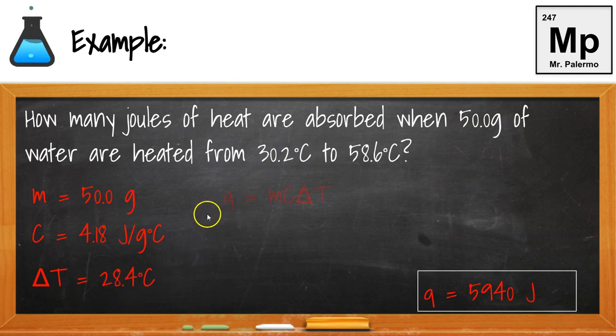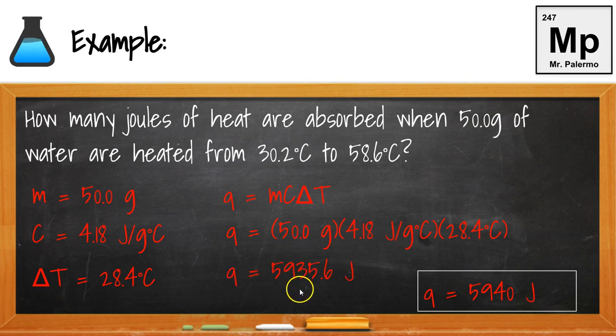And now we're going to plug into our equation, Q equals mc delta T. We're going to solve for how many joules, so we're solving for Q, our heat. So we have our mass, which is 50 grams, the specific heat, the 4.18, and we have the change in temperature of 28.4. We multiply all three of these together, and we get an answer of 5,935.6 joules. And if you're rounding to proper significant figures, we round to 5,940 joules of heat energy is required to take this 50 grams of water and raise it from 30.2 degrees Celsius to 58.6 degrees Celsius.